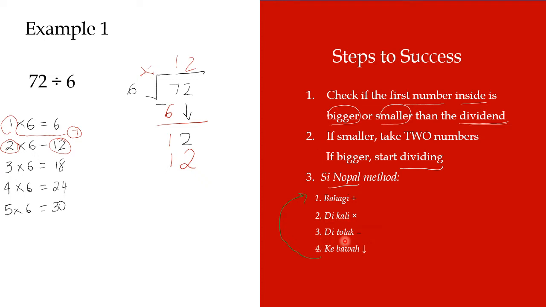Moving on to step 3, ditolak. So what do you tolak? What do you minus? The numbers down here. So ditolak this number. So 12 minus 12 gives us 0. Now, what is step 4? Ke bawah. Let's see, do you have any more numbers that you can bring down? No, so you're done. So the answer is 12, up here.